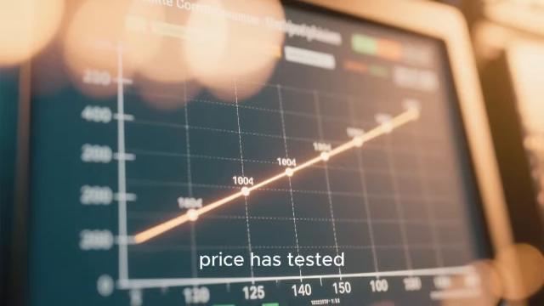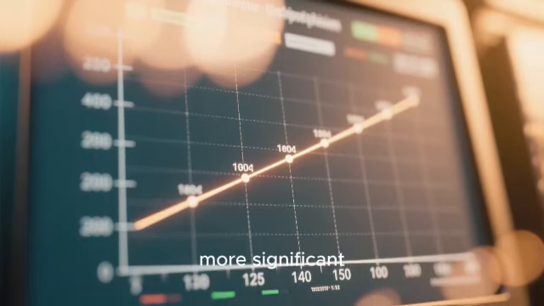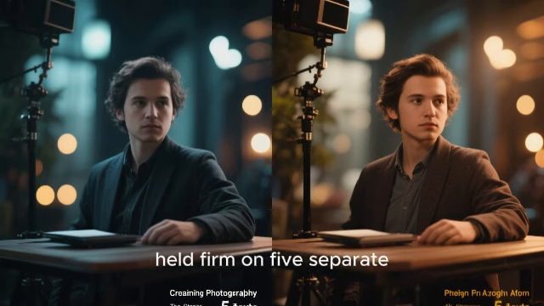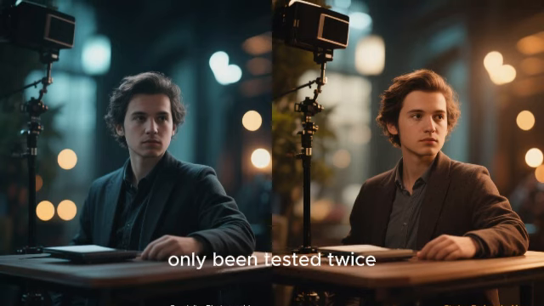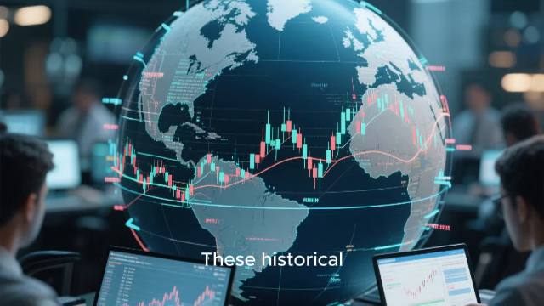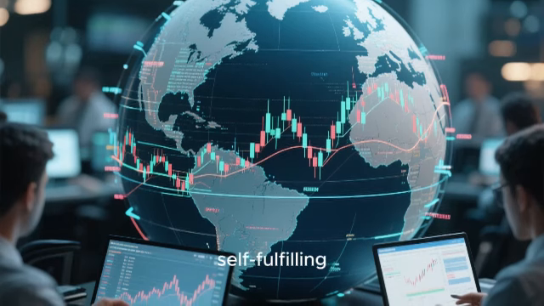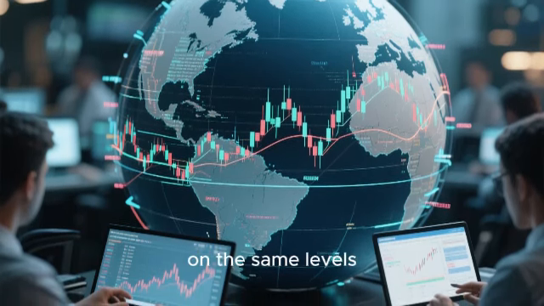The more times the price has tested and respected a specific level, the more significant and reliable it becomes. A level that has held firm on 5 separate tests is far more important than one that has only been tested twice. These historical price points act as collective memory for the market, creating self-fulfilling prophecies as traders around the world watch and act on the same levels.